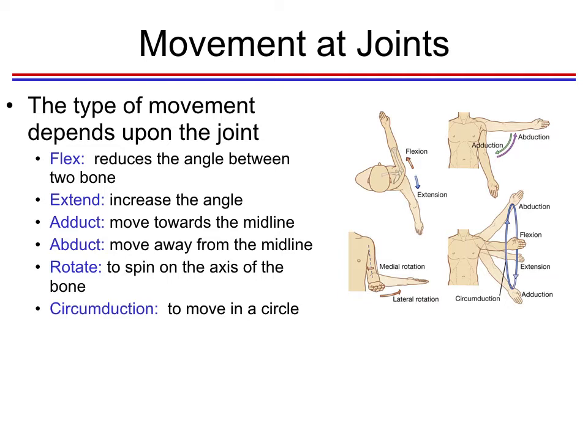To adduct the arm means to move it towards the midline, towards anatomical position. To abduct it is to move it away from the midline, so to raise it up. To rotate is to spin on an axis. So it would be like moving your hand in and out rotates your upper arm. And then to circumduct means to move in a circle. There are other types of movements possible, but you should know at least these six.